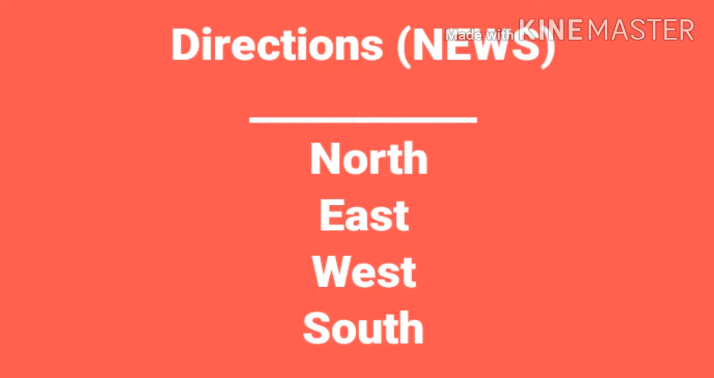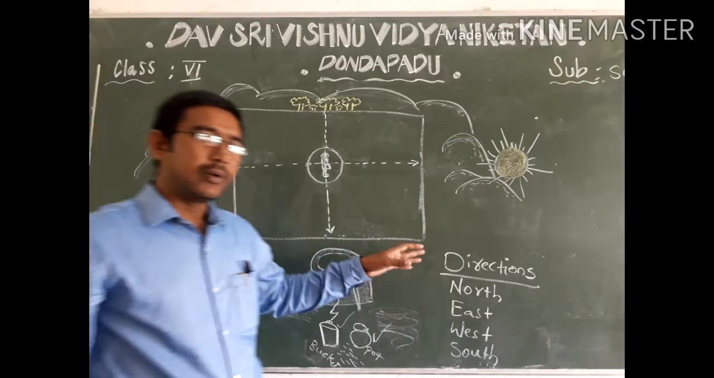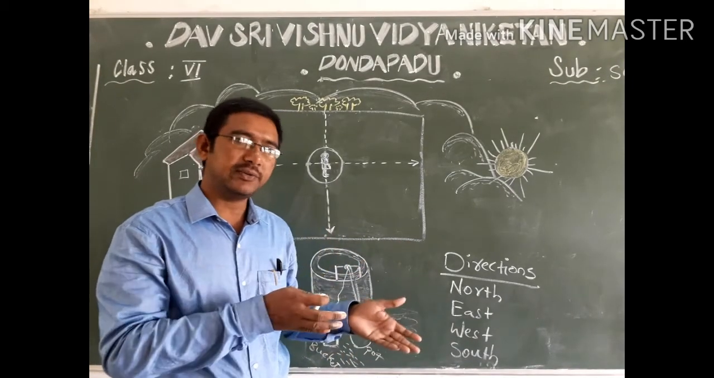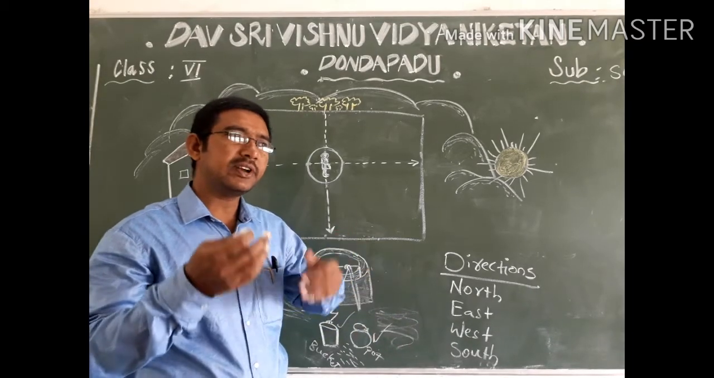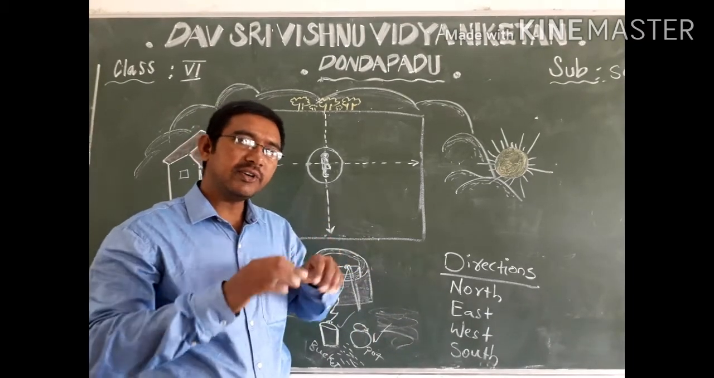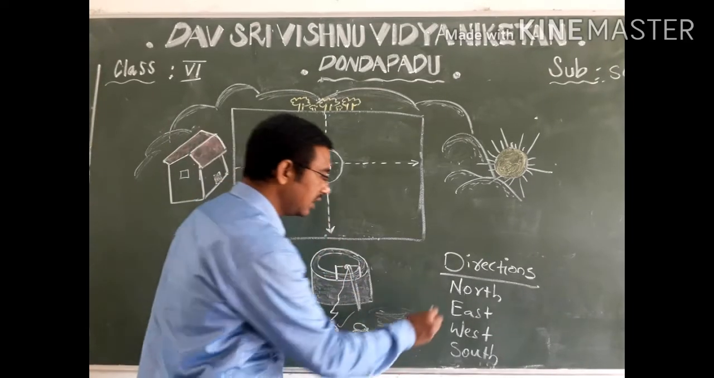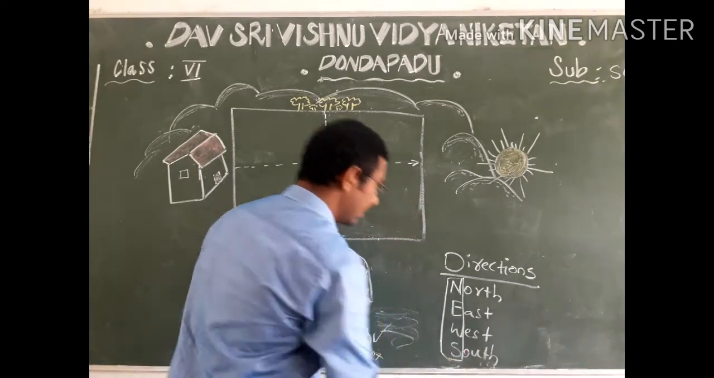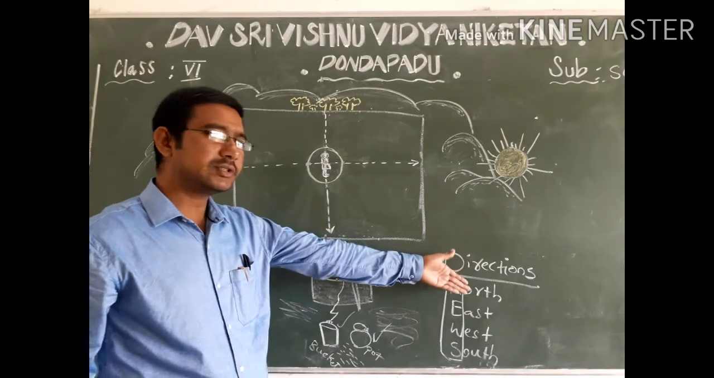The directions are north, east, west and south. So you know, every day we are watching different news in newspapers and TVs. Newspapers and TVs collect different information from different directions. That's why the word news came. So the word news came from these directions only.